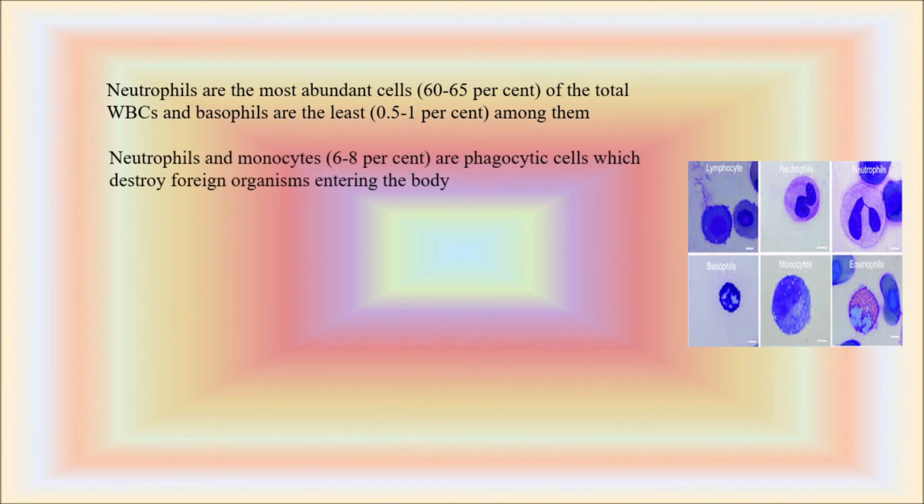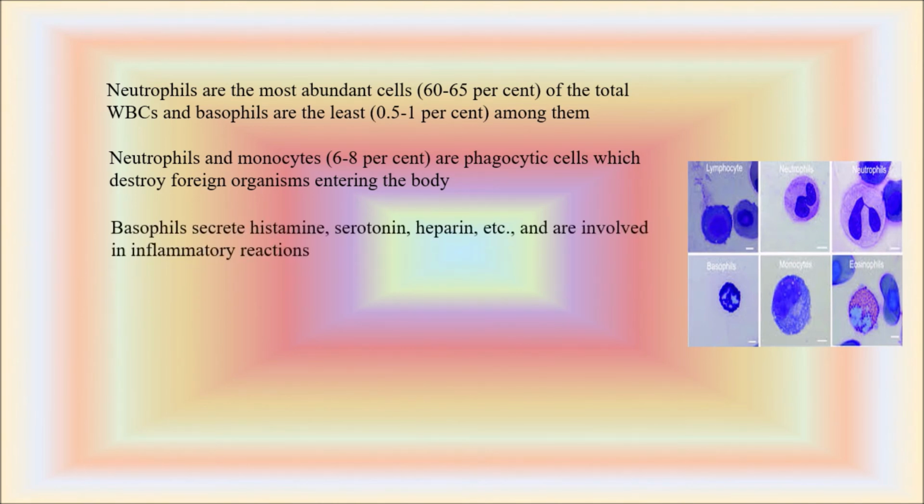Neutrophils and monocytes are phagocytic cells which destroy foreign organisms entering the body. Basophils secrete histamine, serotonin, and heparin. All these are involved in inflammatory reactions. Basophils are responsible for inflammatory reactions, and they secrete histamine, serotonin, and anticoagulants like heparin.